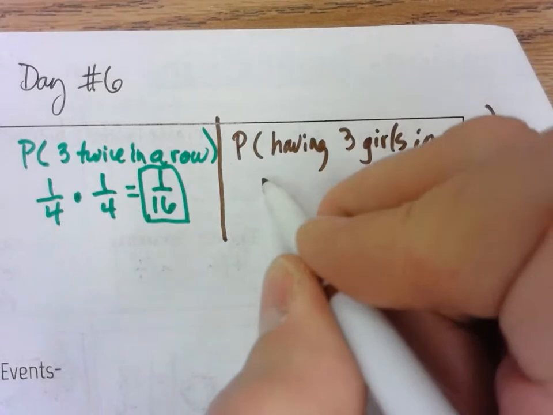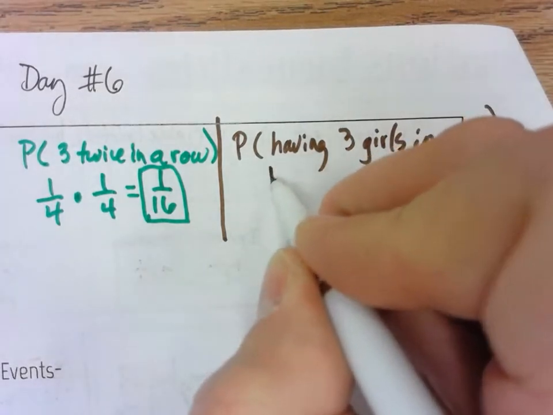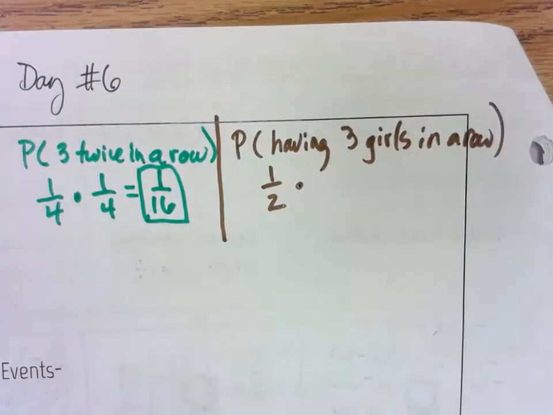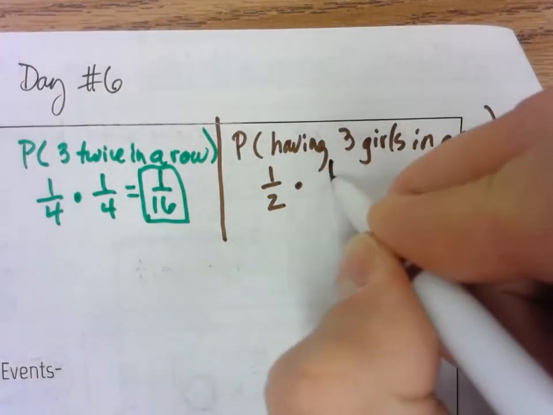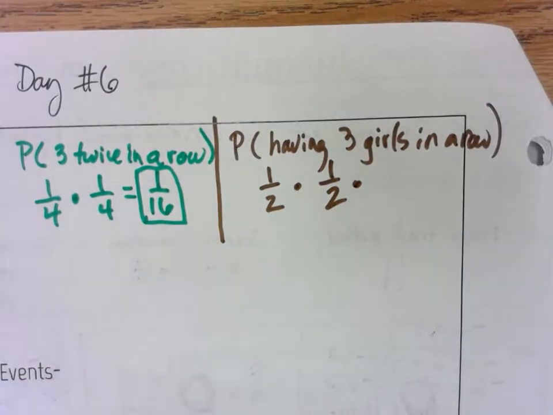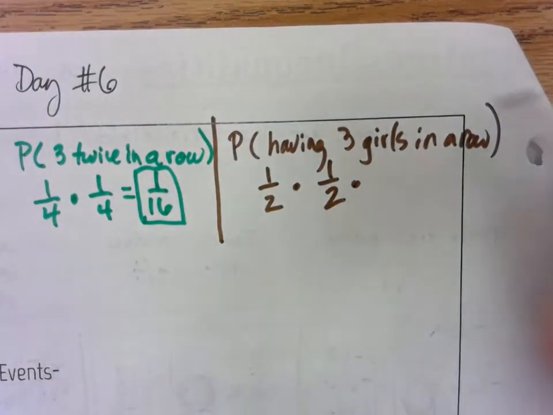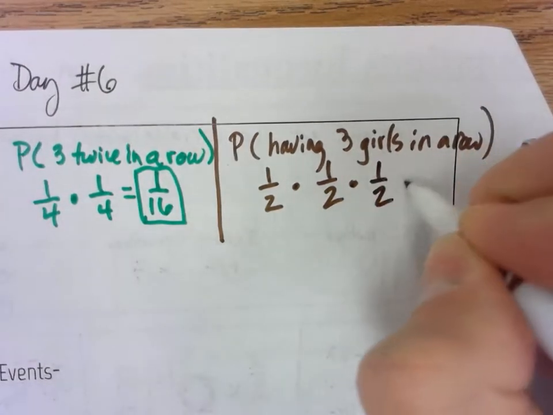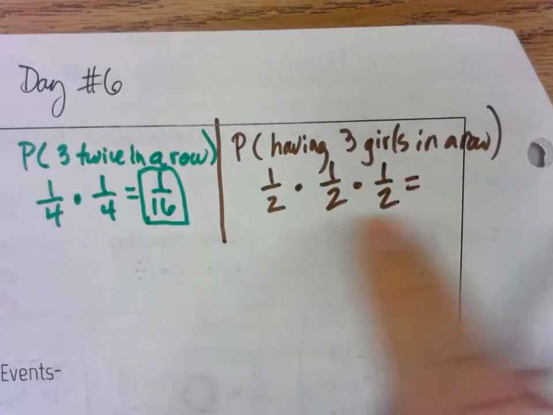So the probability of having a girl with our first child, of course, was 1/2. Okay? Then we have our second child. Well, the probability of having a girl was 1/2. All right? Then we have another child. What's the probability of her being a girl? It is also 1/2, okay? Then you multiply those 3 together.